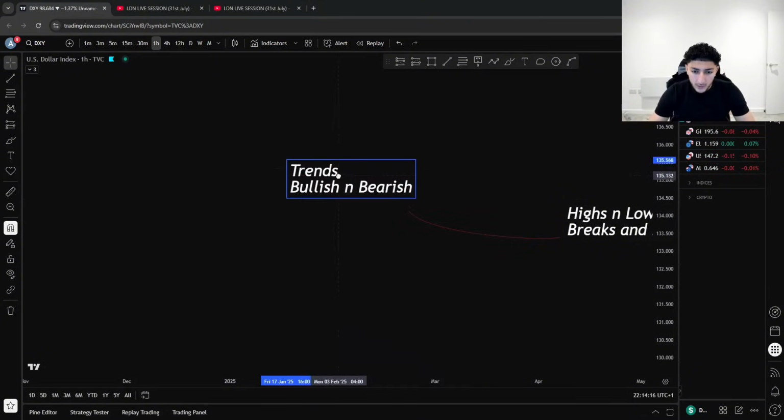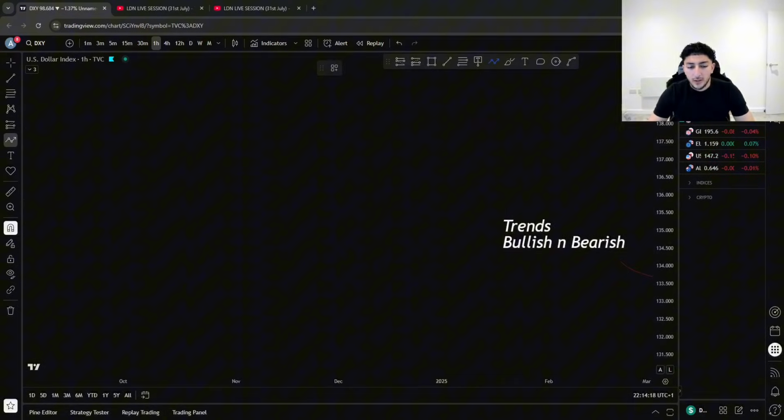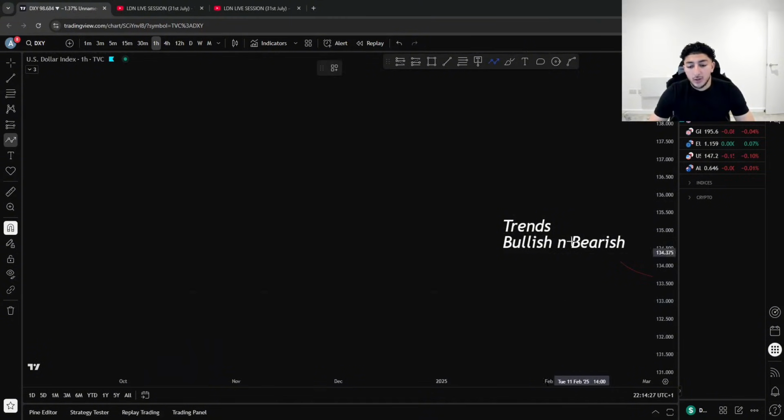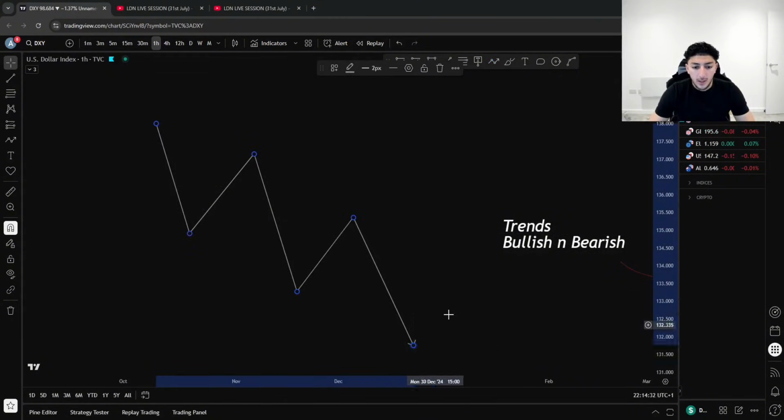Very basic stuff. Bullish and bearish, of course. So, if we're looking at a trend, obviously, if we're in a bullish trend, we're making higher highs. And obviously, we're making higher lows. As we can see, we're just moving up. This is our bullish trend. If it's a bearish trend, obviously we're making lower lows and lower highs, like this. We're moving in a downtrend, as we can see.